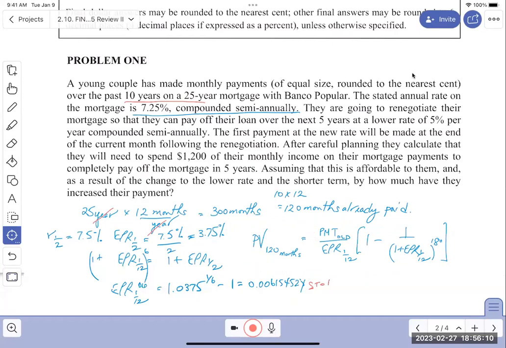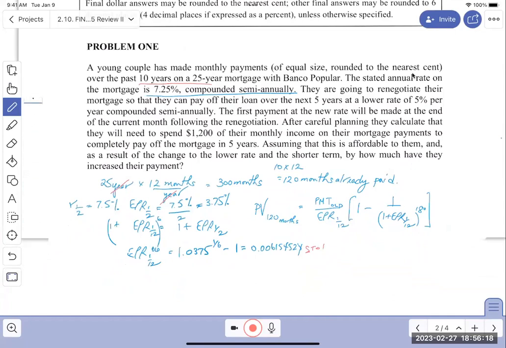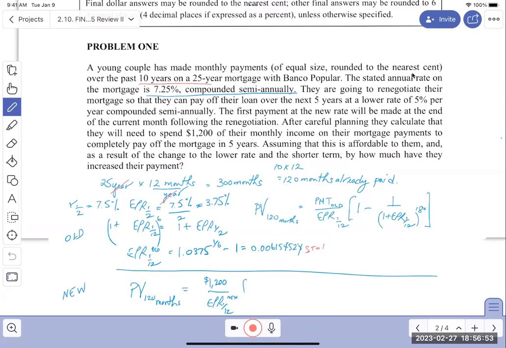You need to know the balance. And then using the balance, the information given. So for the new one, this is all the old stuff, right? This is so far what I have on the old stuff. For the new one, I'm told that I'm going to be able to pay off the balance sitting at 120 months by paying 1,200 at the new rate, which I have to figure out. And it's going to be 5 years, or 5 times 12 is 60. So I want to be able to pay it off in 60 months.